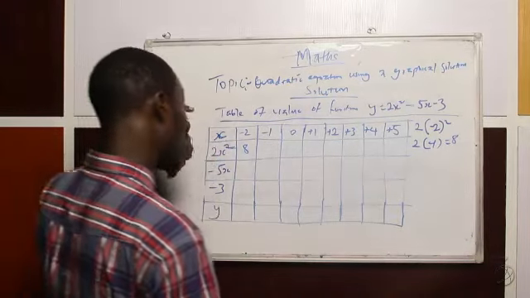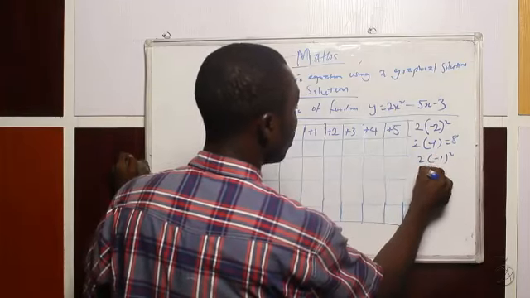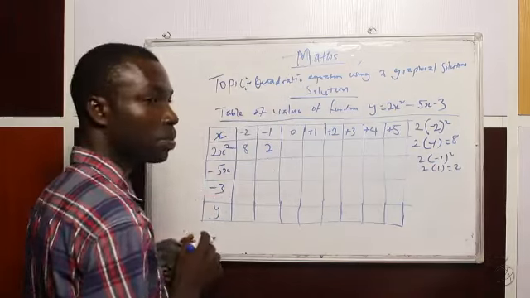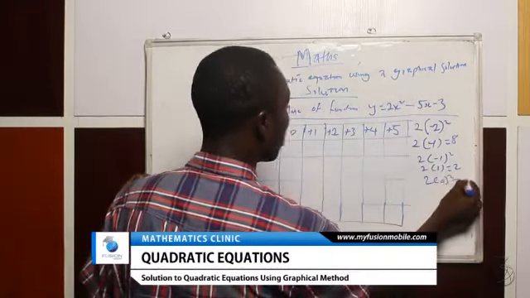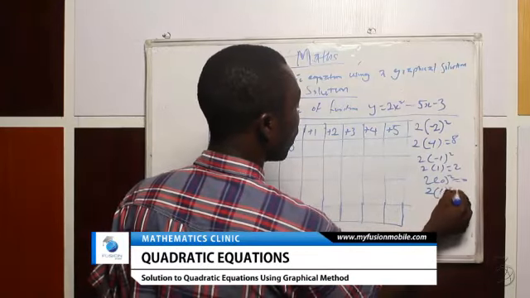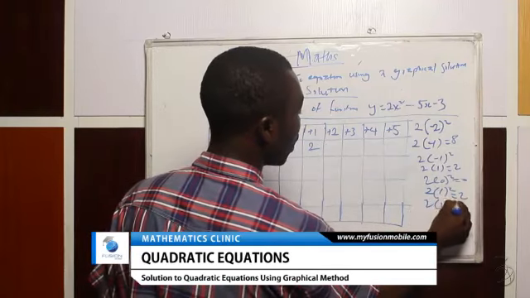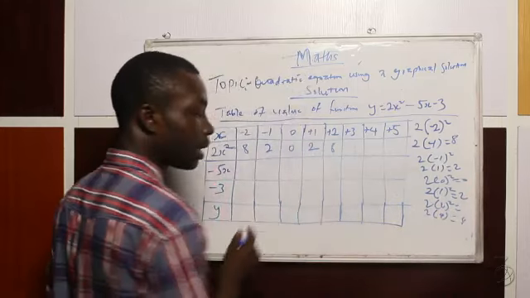Now let us substitute minus 1: 2 bracket into minus 1 squared, which is 2 bracket into 1, which will give us what? 2. So this place is 2. How do we get 0 here? 2 bracket into 0 squared, which will give us 0. This place is 0. Then 2 bracket into 1 squared, which will give us 2. This place is 2. 2 bracket into 2 squared, which will give us what? 2 bracket into 4, which will give us 8. This place is 8.